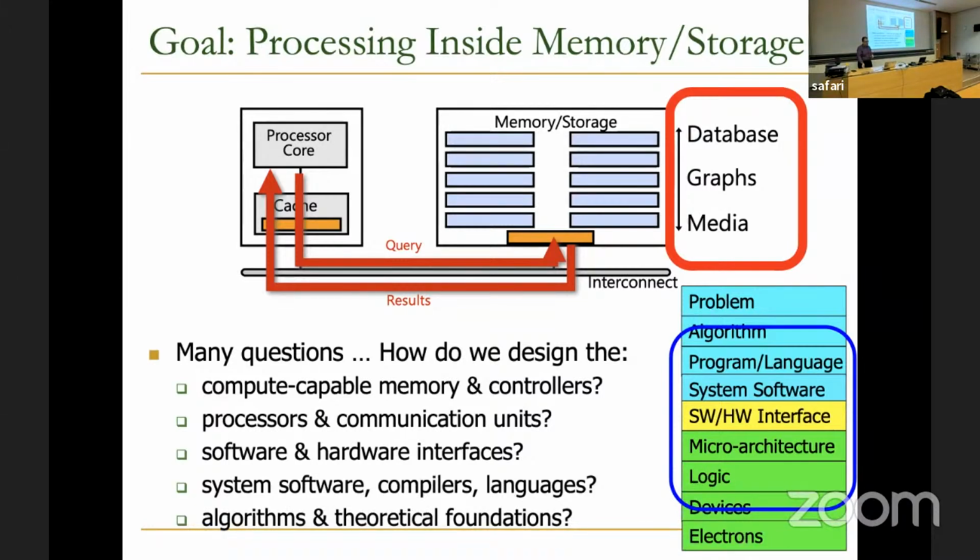Of course, there are many important questions that we need to answer, like how do we design the compute-capable memory and controllers, processor, communication units, software and hardware interface, algorithms, theoretical foundation, and so on. In order to get good answers to these questions, we need to look into the transformation hierarchy in detail. We need to do research across the entire stack.